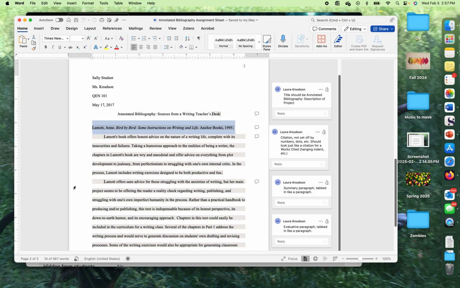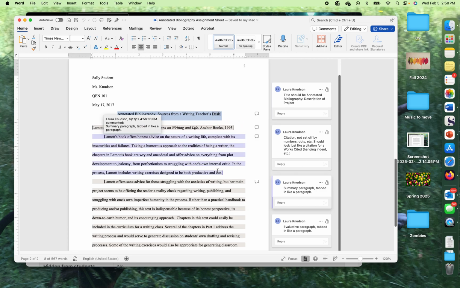This right here is how your annotated bibliography needs to look. And as far as the title goes, you can do it like this, where it says annotated bibliography and then a title that's associated in some way with your topic. Like, let's say that I'm writing a paper about the types of resources that are helpful to writing teachers. I might call it Sources from a Writing Teacher's Desk.